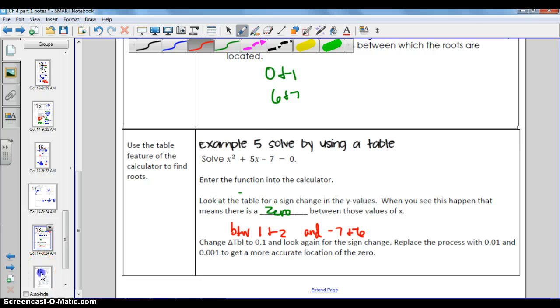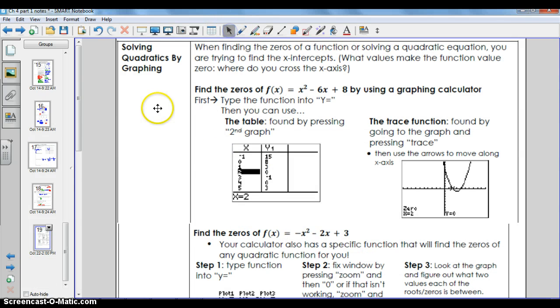All right, so let's move on to when we want to find the zeros on our graphing calculator. So let's go ahead and type this into our y equals, and then we can either use the table or we can use the trace function until we get to that point. Looking for the zeros on the table, we want to look for when it is a 0 for the y, so there are our zeros, or again tracing.